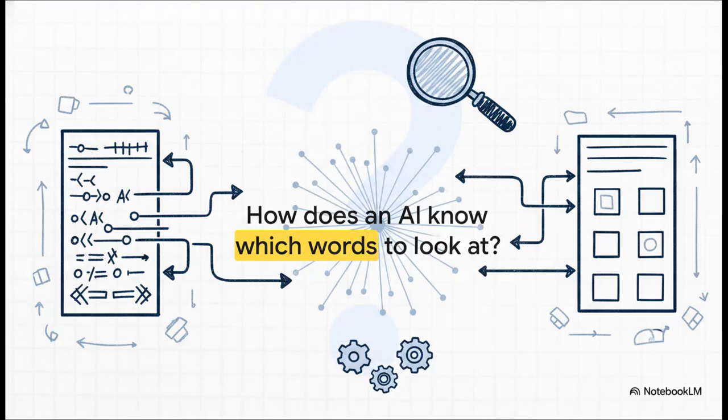Now, right off the bat, I want you to think about this core question. How does an AI actually know which words to look at when translating languages? I mean, when you paste a paragraph into a translation app, it doesn't just read word by word like a human with a dictionary, right?